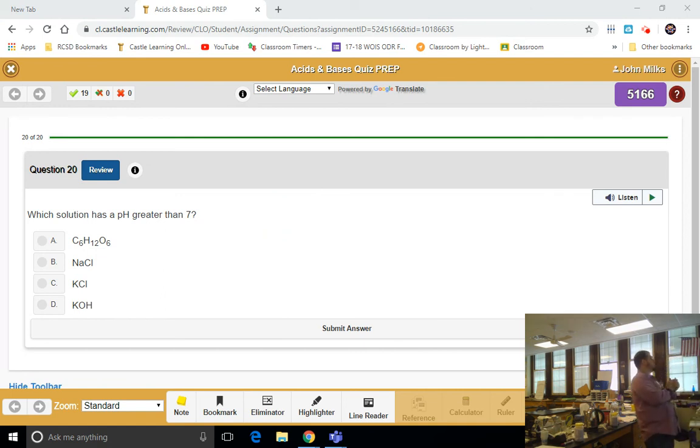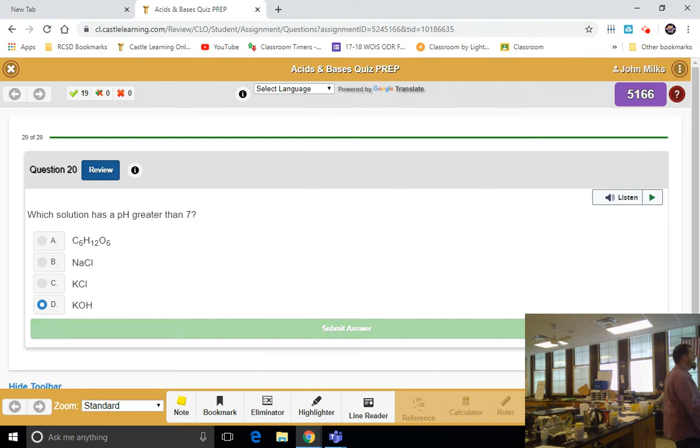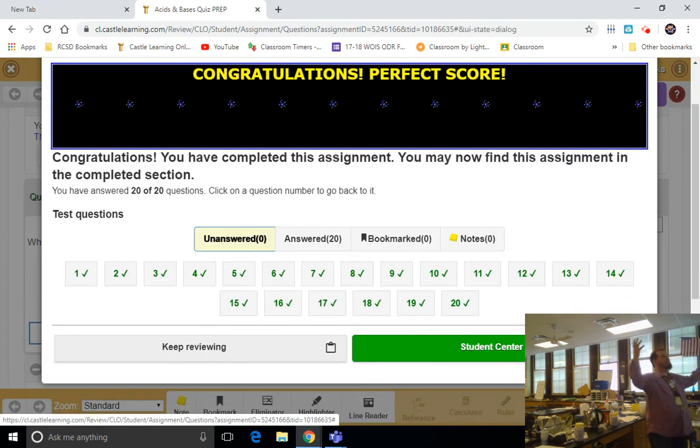Which solution has a pH greater than 7? By definition, 7's neutral, lower than 7's acid, higher than 7's a base. So I can decode this question into which solution is a base. I see glucose, that's not a base. NaCl is a salt. And I see 2 with K. Oh, and I know I've seen K a lot in my bases, but I know bases have OH. So it's KOH. By definition, I know the pH range, which ones are acids and bases, and how to find my bases. And with that, congratulations, we're done.